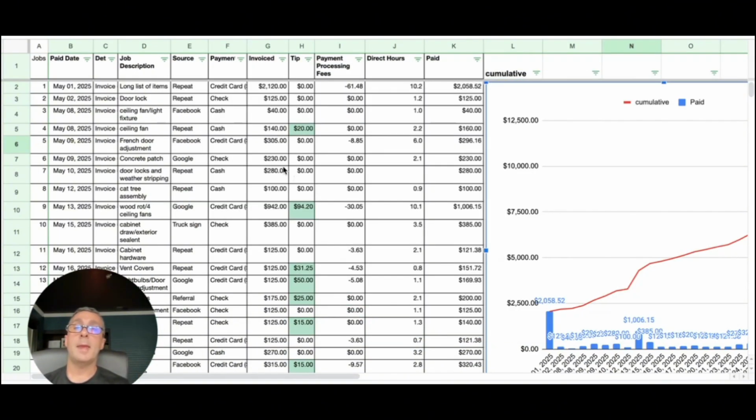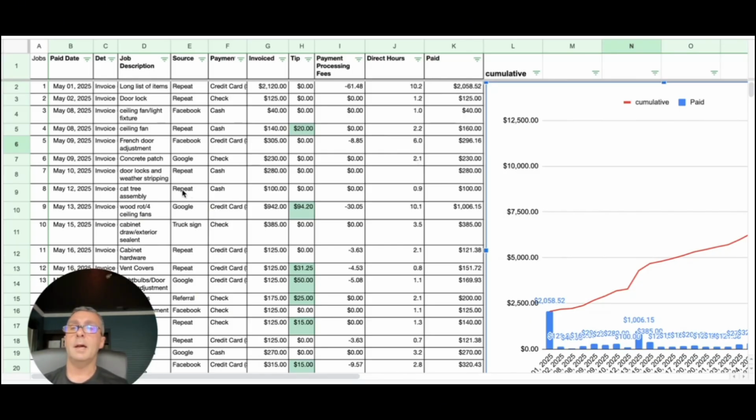I estimated this job out around 230. The only real supply I had for that job was the concrete patch mix. I want to say it's like $15 to $20 for this stuff. And then I spent about 2 hours on the job taking care of that one.